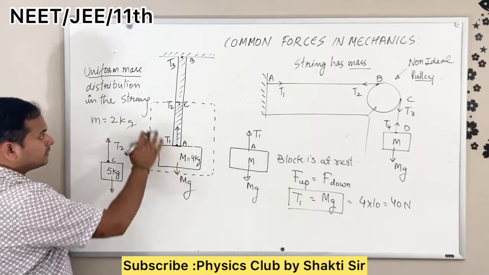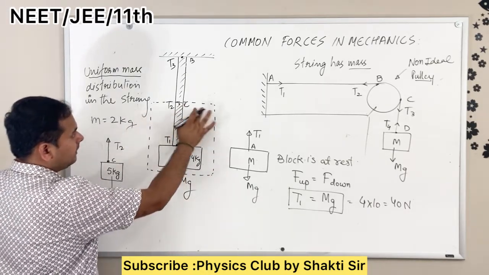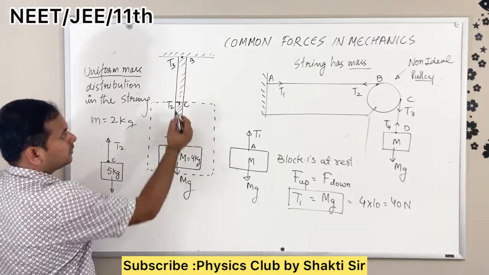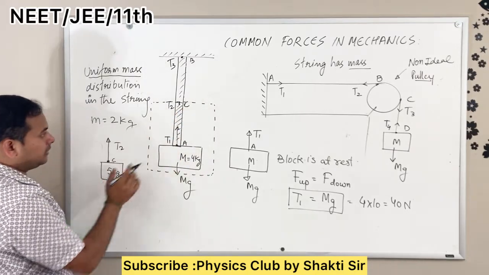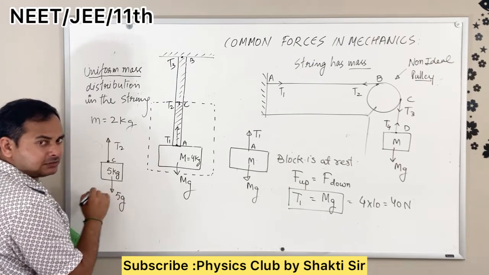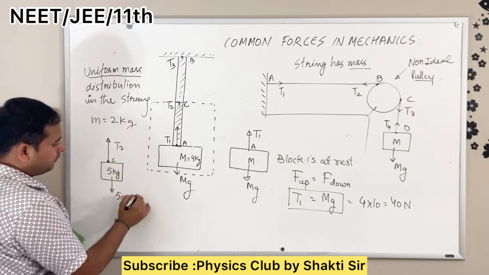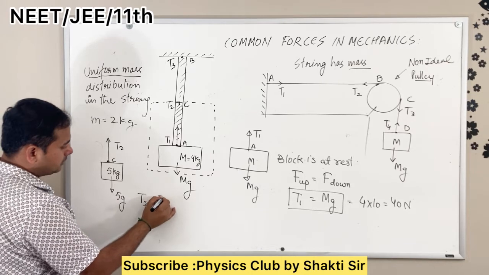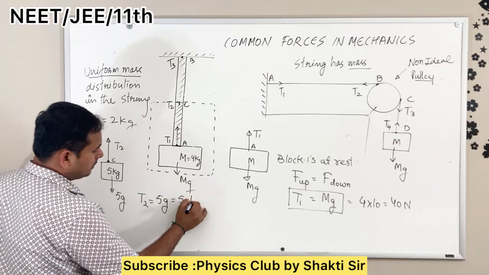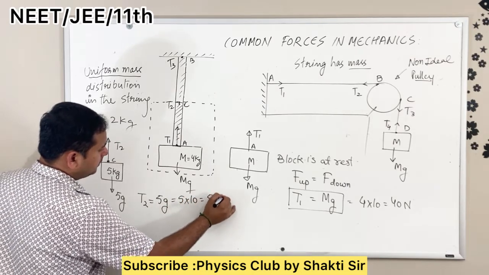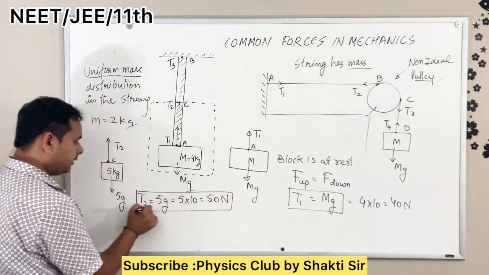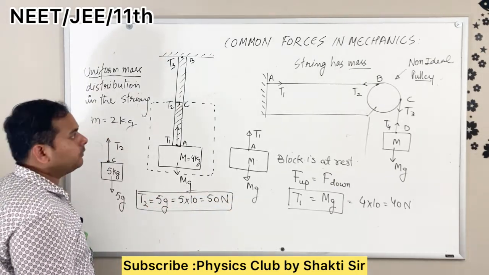Again, this system is at rest. It means that at point C, the total upward force equals the total downward force. So the total upward force at point C is T2 and the total downward force is 5g, that is mg, the gravitational force. Let's put in 5 times g equals 10. It comes out to be 50 Newton. Okay, so T2 is 50 Newton.